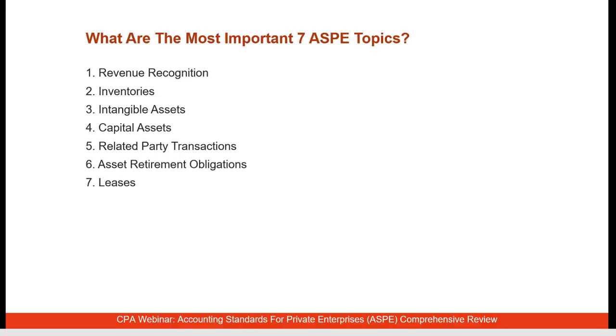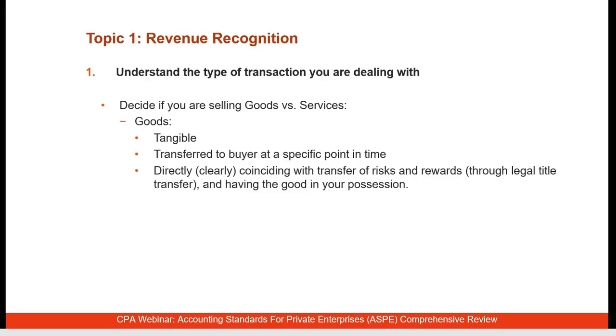There's revenue recognition, inventories, intangible assets, capital assets, related party transactions, asset retirement obligations, and leases. So the first thing is, when you're looking at revenue recognition, and again, we're talking about now the middle portion of the revenue section, revenue 3400. So the first is to understand the type of transaction you're dealing with. And the advice I want to share with you is, sometimes in a case, you may have multiple streams of revenue, and the way you need to discuss your revenue recognition is based on the revenue streams.